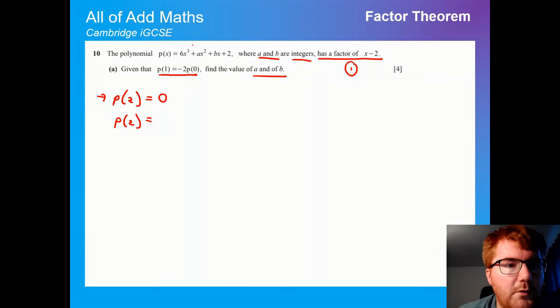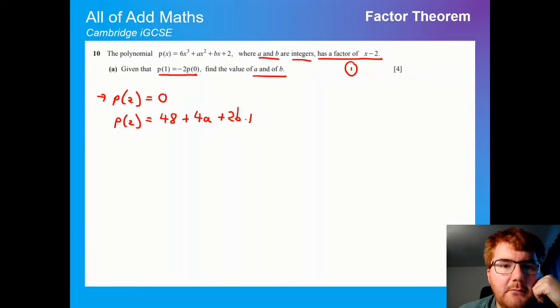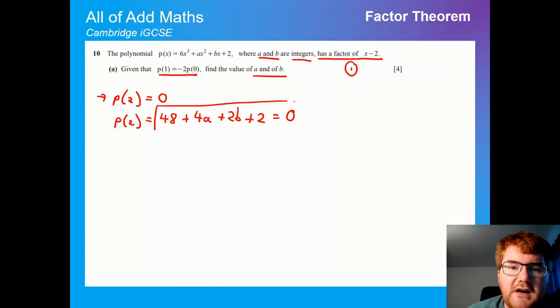So what do we get here? 8 times 6 is 48, and 2 squared is 4, so 4a plus 2b plus 2. And what we just said, then we know that's equal to 0. So that's our first equation, which we'll tidy up a little bit later on, but just so that we've got that there.